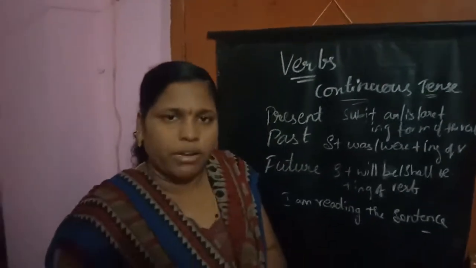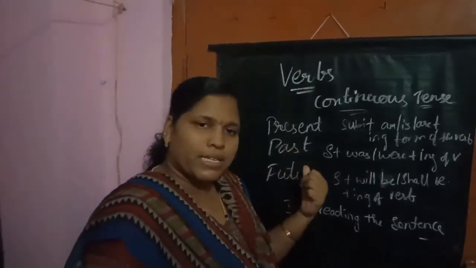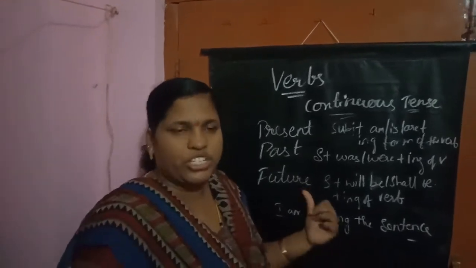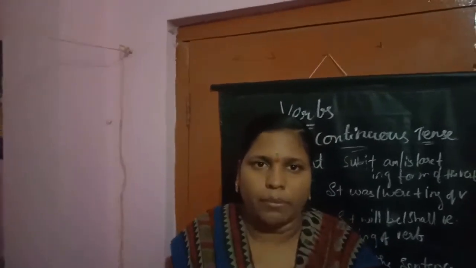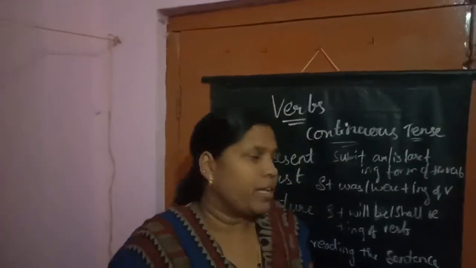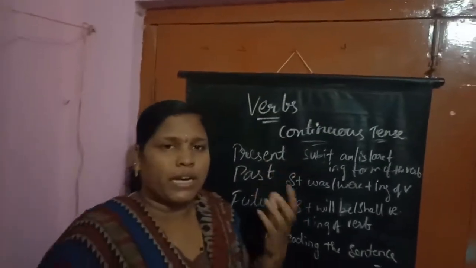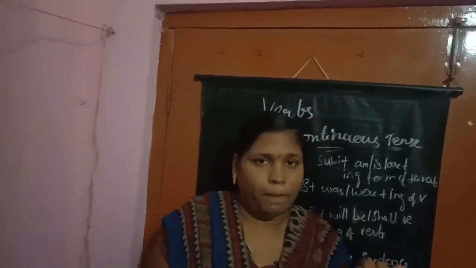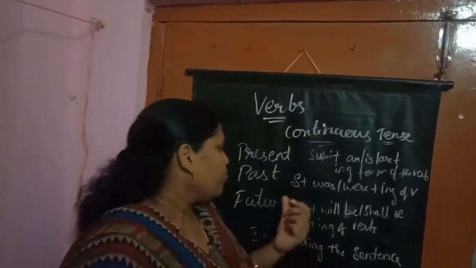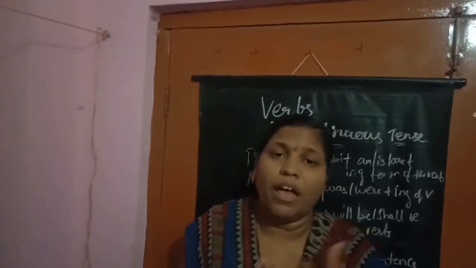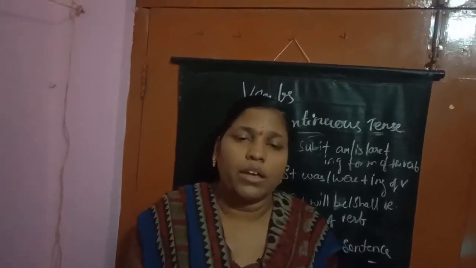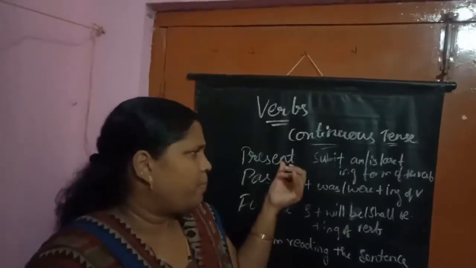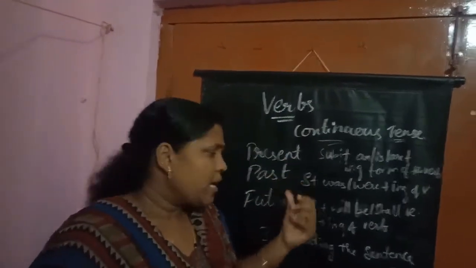Now what have we learned, children? Present continuous tense, past continuous tense, future continuous tense. Just in simple words, I will tell. Present continuous tense, what is it? Now what we are doing, at a particular time, this time. It tells the present continuous tense. Past continuous tense, at a particular time in the past. Future continuous tense, at a particular time in the future. It tells the actions. Understood, everyone? Now, you know about the present continuous tense, past continuous tense, and future continuous tense.